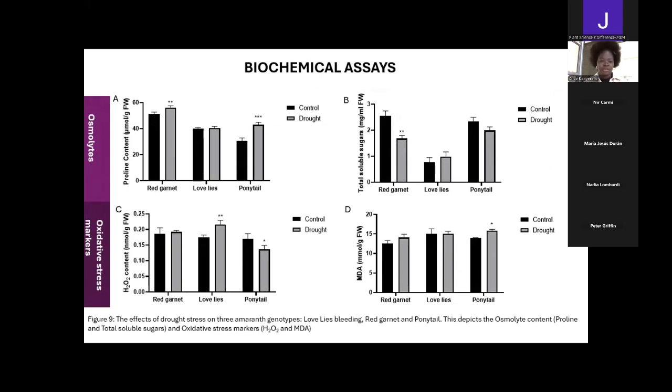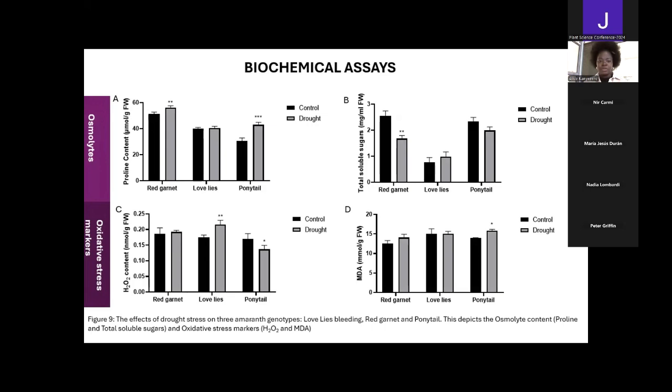So looking into red garnet, the drought treatment of red garnet had a significant increase. And the ponytail genotype also showed a significant increase in the drought treatment. However, the love lies did not show a substantial increase between the control and the drought.